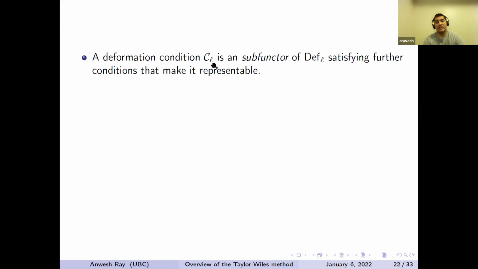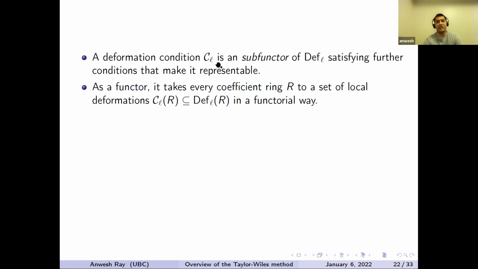A deformation condition, C sub L, is just a sub-functor of this functor of deformations. The full functor of deformations is Def of L, and C sub L is a sub-functor. C sub L has to satisfy some extra conditions in order to be representable and relatively representable, but I'm not going to get into those details at this point. What this means is that for every R, we have a subset of Def L of R, called C_L of R.